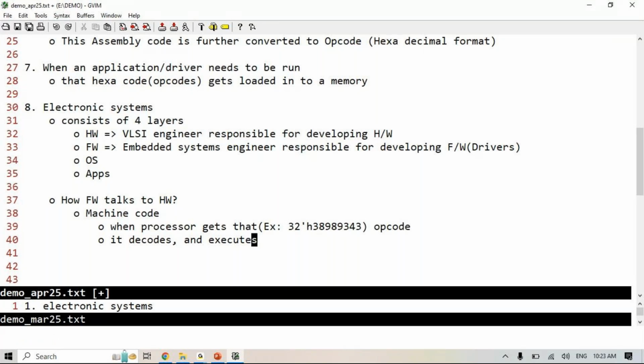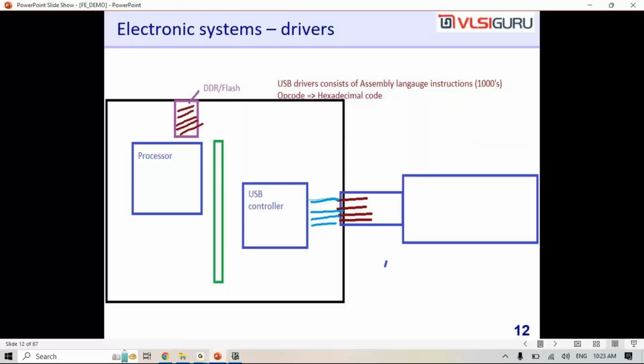As part of it, it controls the registers that are present in the USB controller. As part of it, my processor goes and controls. I'll give you a simple example for that.